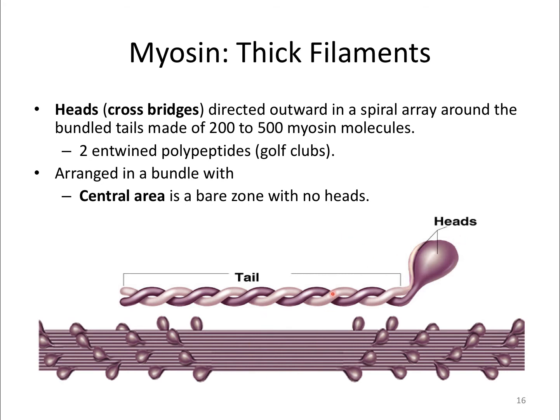So when you bundle these together, you get a bare zone in the middle with no heads, and then on either side of the M line, which would imaginarily be right here, you get this appearance where it looks like you have a big tree trunk with a lot of little globby heads poking off of it, and these are the heads that grab onto the actin during the sliding filament model of muscular contraction.